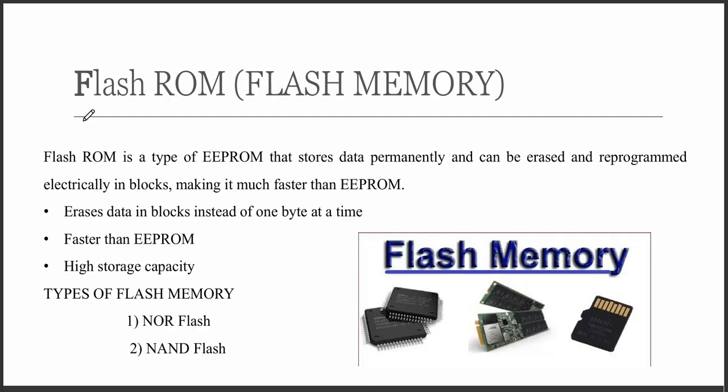But instead of deleting data one byte at a time, we can delete multiple bytes at a time. In the previous slide we could delete one byte of data at a time using an electrical signal, but in flash memory we can delete multiple bytes of data at a time. These multiple bytes are called blocks. It is much faster than EEPROM and has high storage capacity. There are two types of flash memory: NAND flash and NOR flash. Let me discuss them one by one.